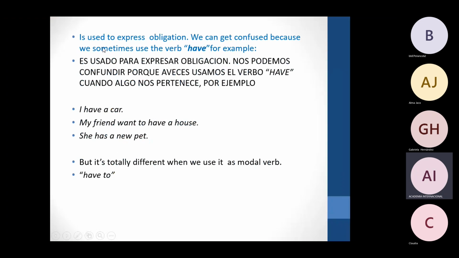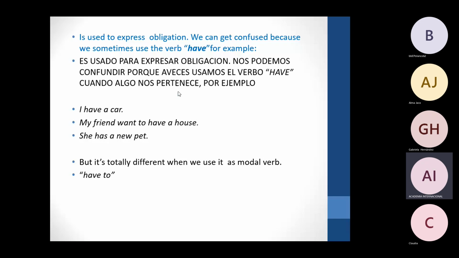Let's see what we have in here. It's used to express an obligation. It is used to express obligation. We can get confused because we sometimes use the verb have, for example. Bien, es usado para expresar obligación. Como ya lo dijimos, nos podemos confundir porque a veces usamos el verbo have cuando algo nos pertenece, ¿verdad?